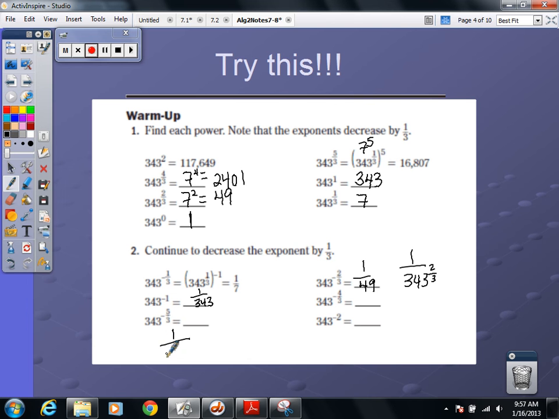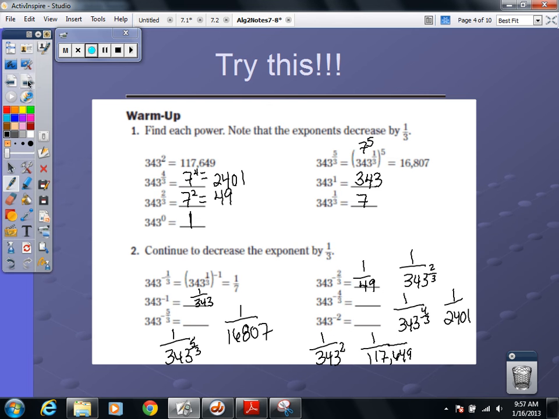Same thing here. It'll be 1 over 343 to the 5/3 to make that positive. 5/3, we already did it, 16,807. That is the value. Okay, 343 to the negative 4/3 is 1 over 343 to the 4/3. Go back to our chart, 2401, 1 over 2401. And wrap this up here. 343 to the negative 2 is the same thing as 1 over 343 squared, which is 1 over 117,649.